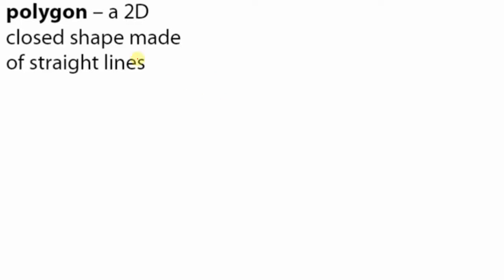A polygon is simply another name for a two-dimensional closed shape made of straight lines. So in this chapter we're also going to look at the areas and perimeters of polygons.